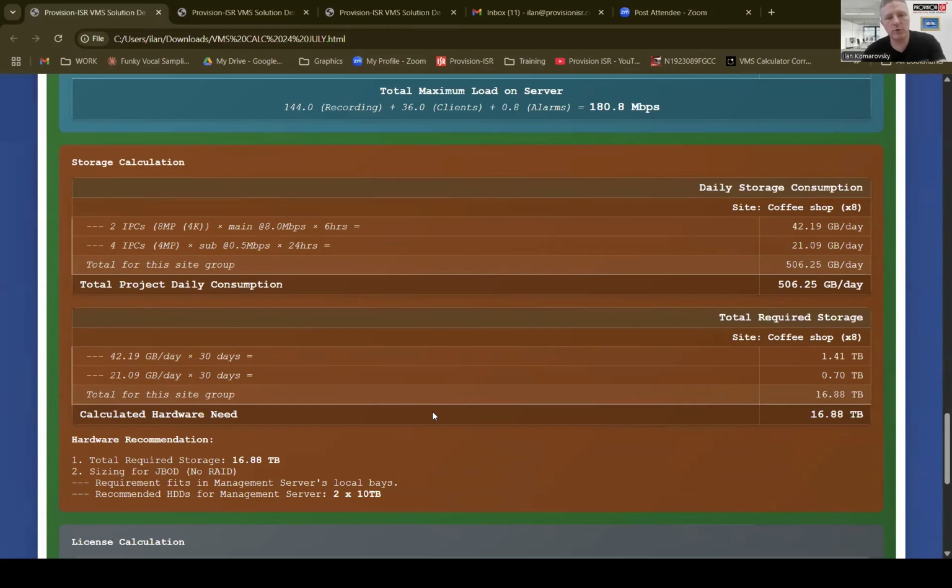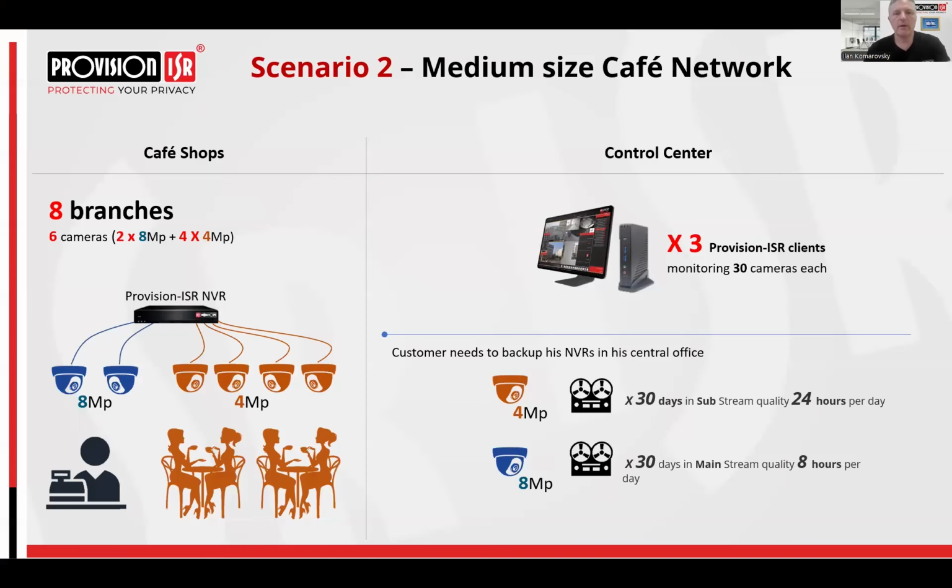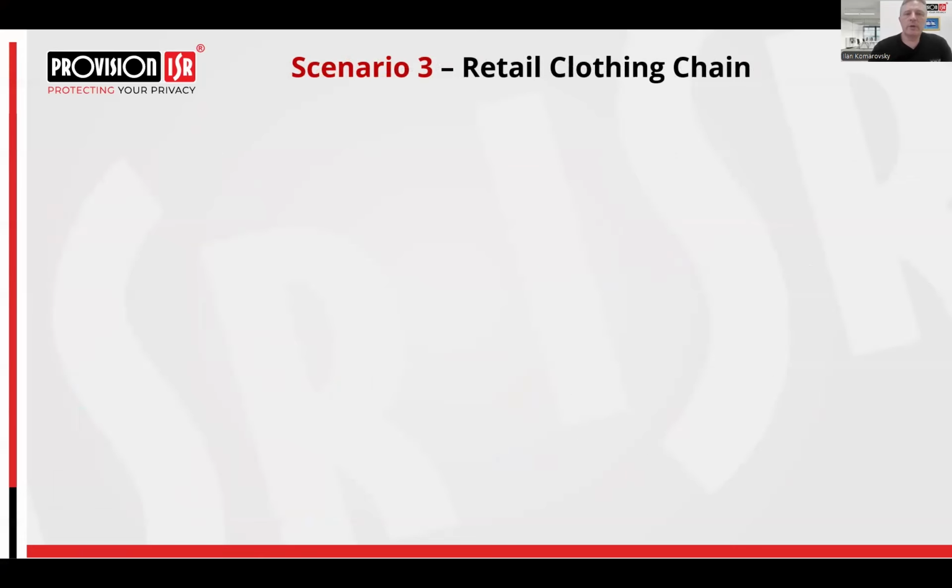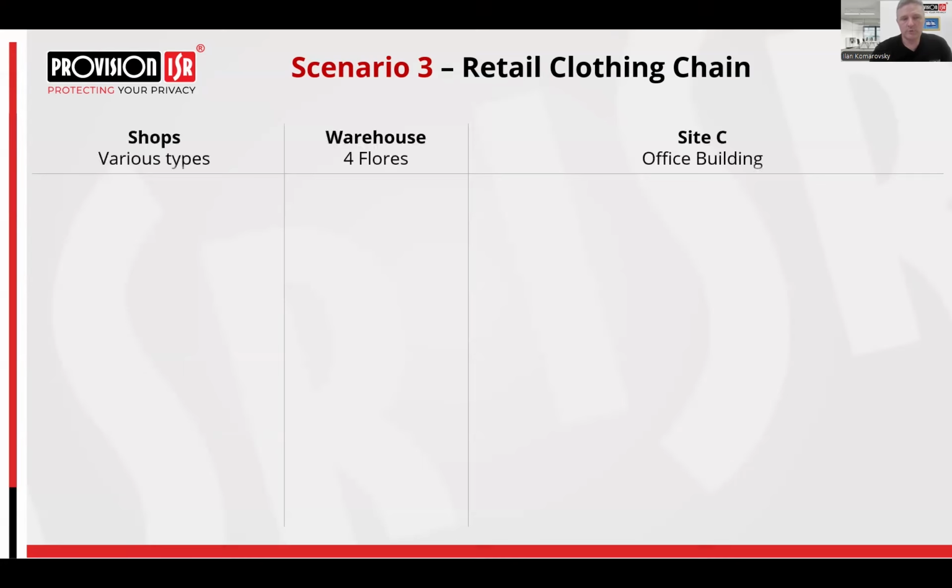Now let's switch to a more advanced project. So now we're talking about scenario number 3. We're talking about a retail clothing chain where we have 3 different scenarios, or actually 4. So we talk about shops, and we have a warehouse, and we have a monitoring center.